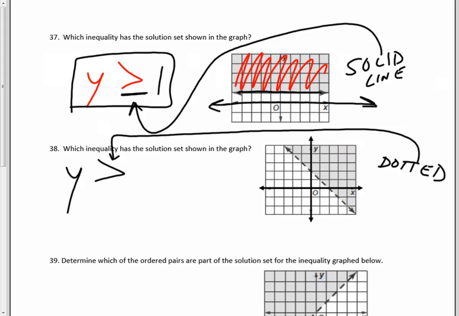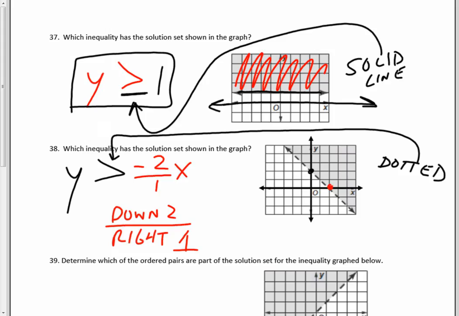What's the slope? Everybody take a look at number 38. Tell me what the slope is. If I'm going from this point down to this point, down to over one. She said down to right 1. Well, how do you write down 2? -2 over 1 with an x. Get in the habit of showing it as a fraction.